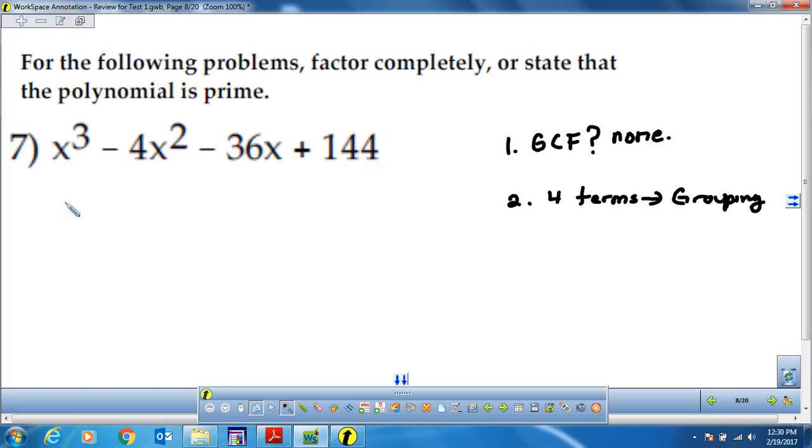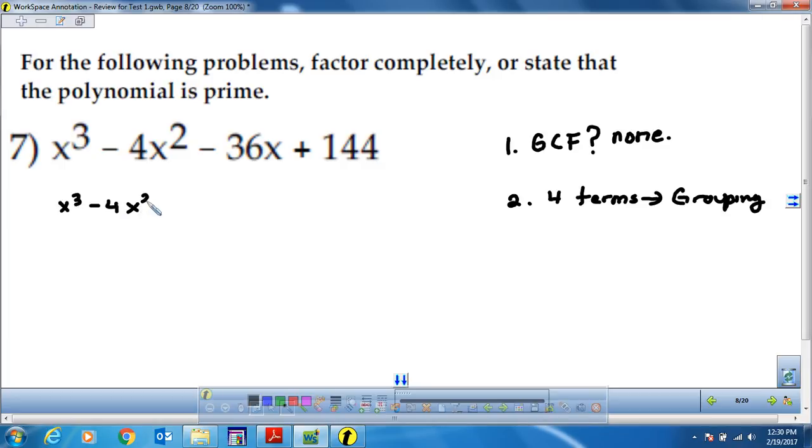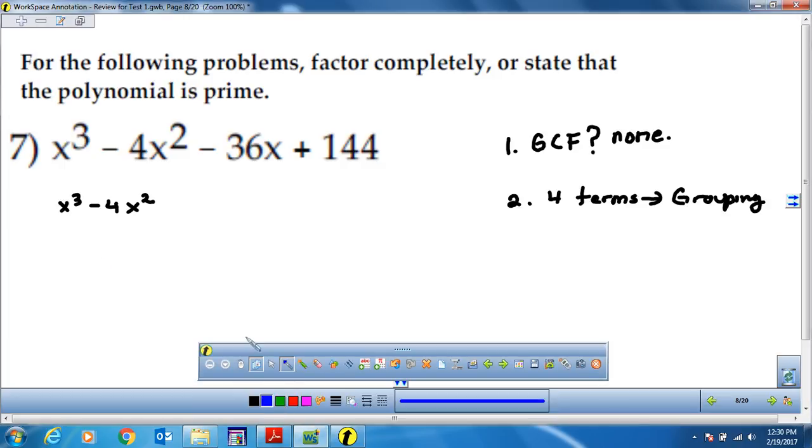So we're going to start doing the grouping right here. So we got x cubed minus 4x squared. We're going to group the first 2 terms here. Then we got minus 36x plus 144. And we're going to group these 2 terms also.